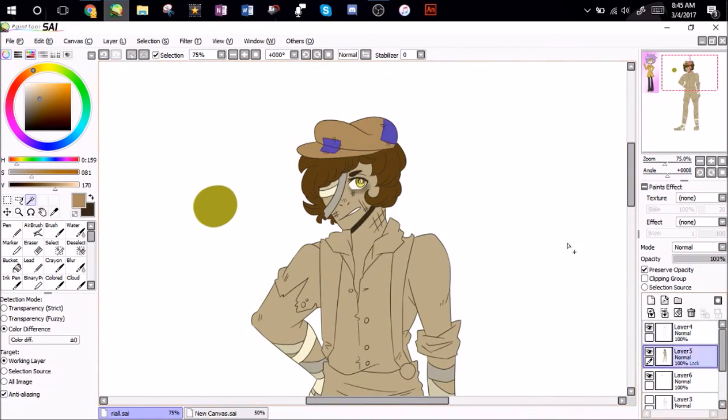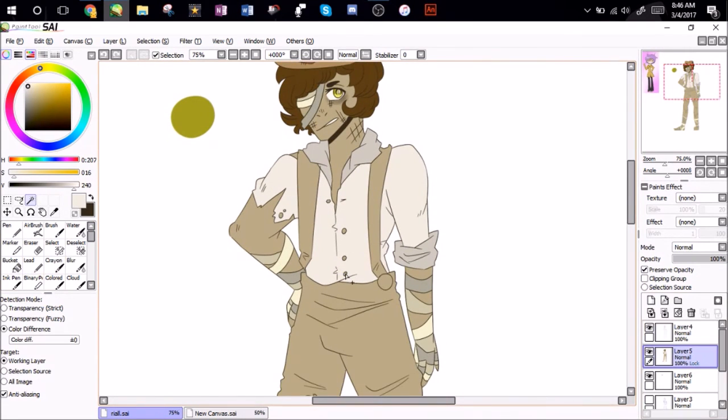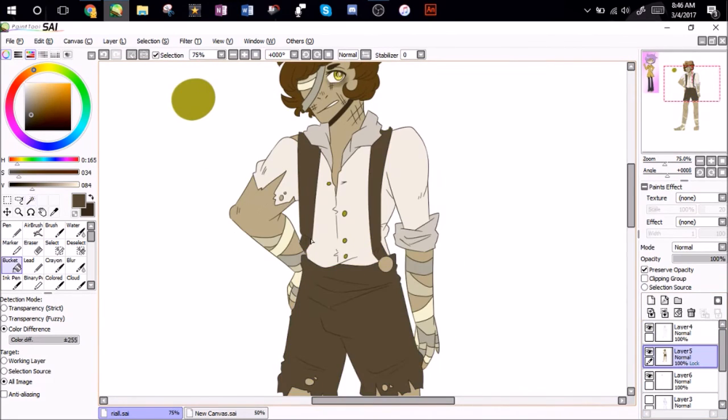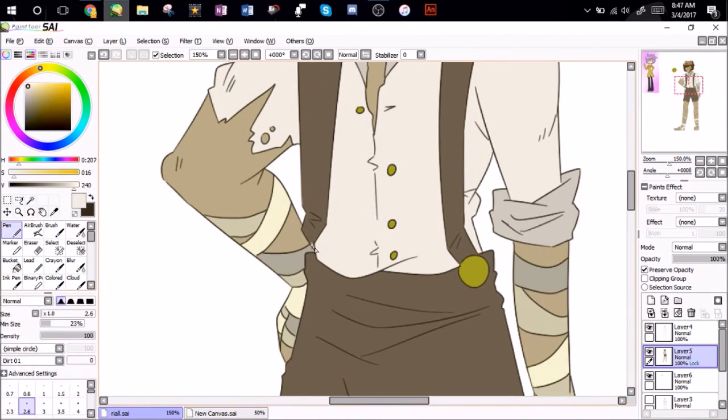So with coloring Ryle, I decided to use the gold color from his old tunic dress thing and eyes as a color to center my design around. So using a more muted brown gold palette, I got to coloring. The first thing I did was remove that hideous purple. Purple and yellow are complements, which means they're on the opposite sides of the color wheel.